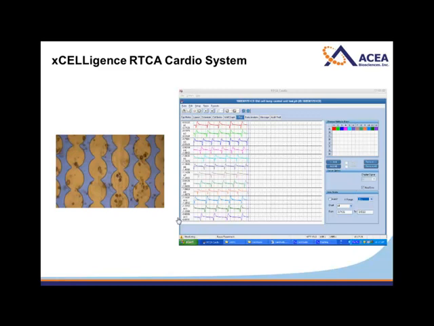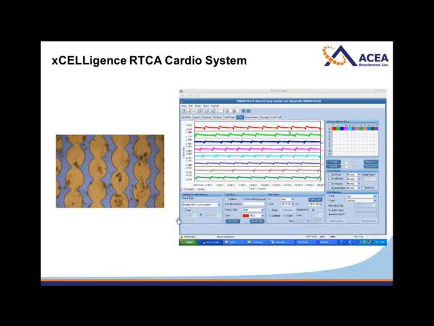And then what the machine does is it can measure across the entire 96-well plate if you want to, the real-time readout. It's kind of like an EKG that you would do in a hospital. The difference is we're measuring the contraction, actually the physical change, not the electrical properties or the action potential of the cell.